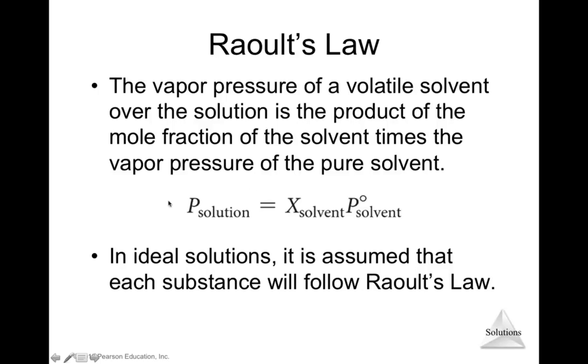Remember that this is an equation with three different variables. So if we have two of them, we can obtain the third one. If we have the vapor pressure of the solution and the vapor pressure of the pure solvent, we can determine the mole fraction. Or if we want to determine the vapor pressure of the pure solvent, we can do it by knowing the mole fraction of the solvent and the vapor pressure of the solution. So remember that it is not just to determine the vapor pressure of the solution. We can determine also this variable or this variable. But because we have three, we need two of them to determine the third one.